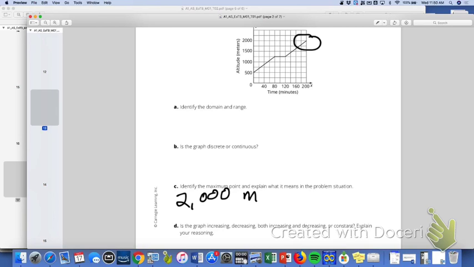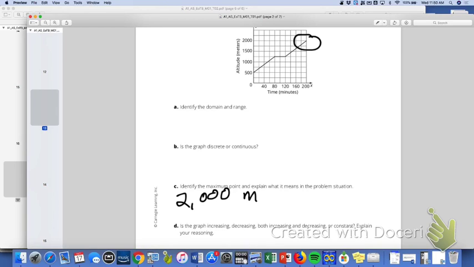So the reasoning, what's happening in this situation? It says altitude. What does altitude mean? How high up in the air you are. Exactly. So apparently this guy is hiking or something. Oh, it does say hiking trip, doesn't it? So he must be hiking in the mountains. So the highest altitude that he goes to is 2,000 meters right there in terms of the situation.